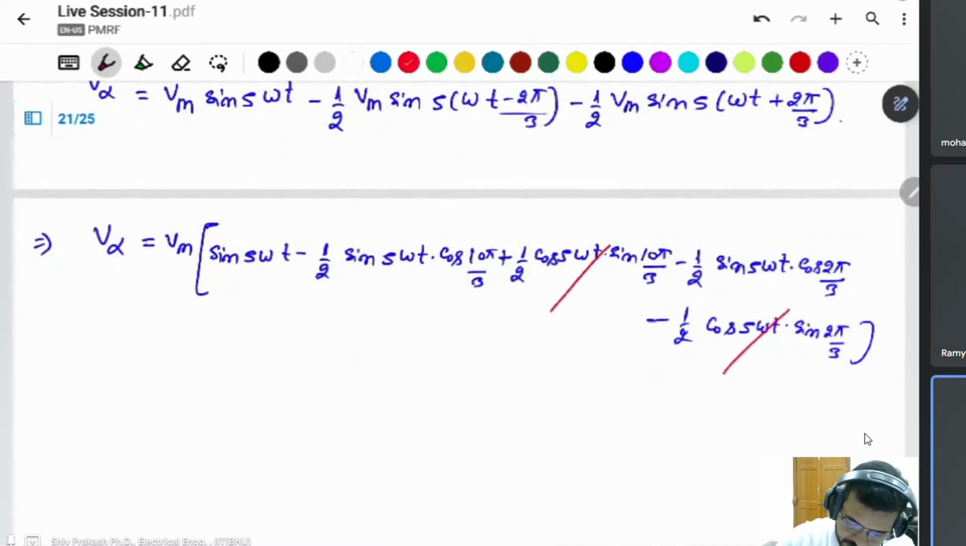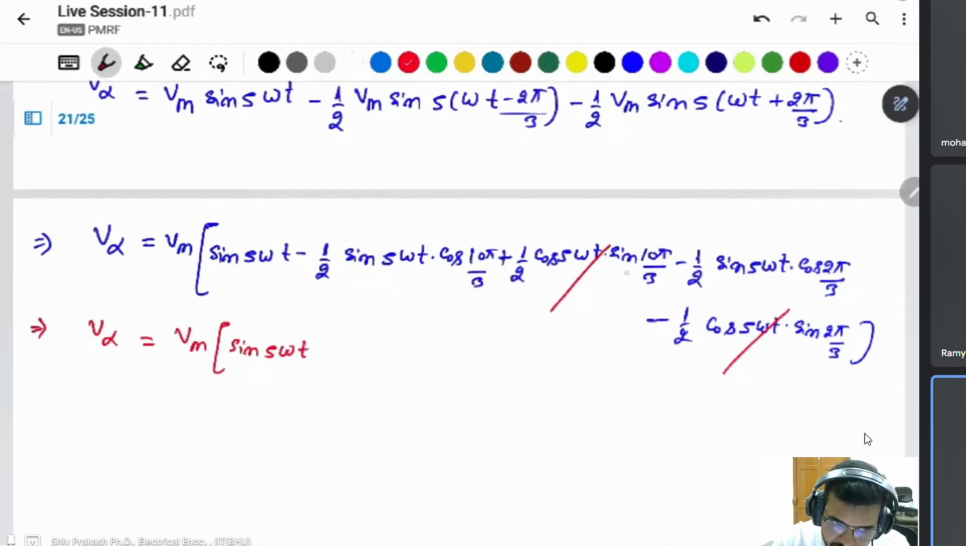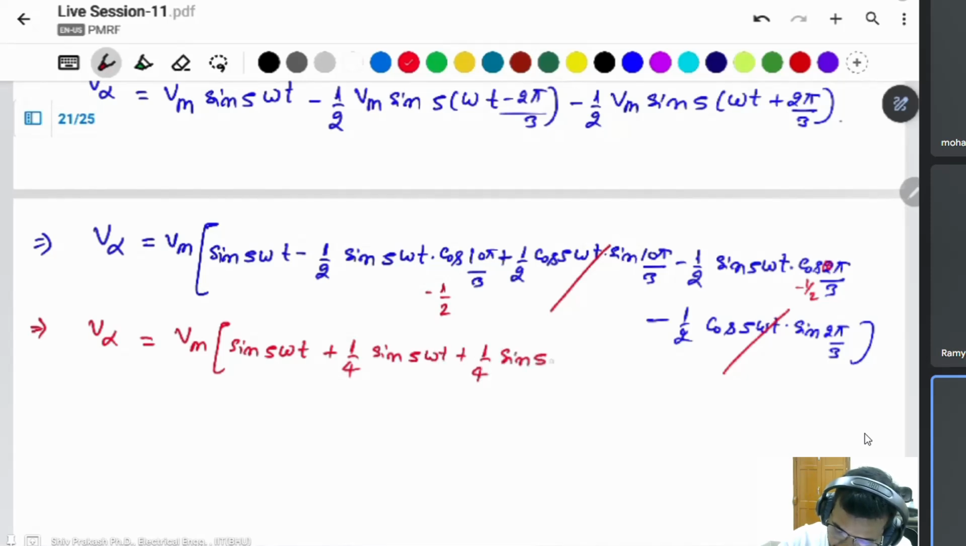And this will cancel. Vα is Vm sin 5ωt. If we calculate this one, constant π/3, this will be same, minus 1/2, and same thing, this will be 10π/3, minus 1/2, minus minus will be positive, positive positive, plus of 1/4 sin 5ωt plus of 1/4 sin 5ωt.